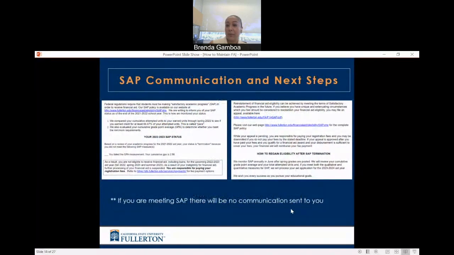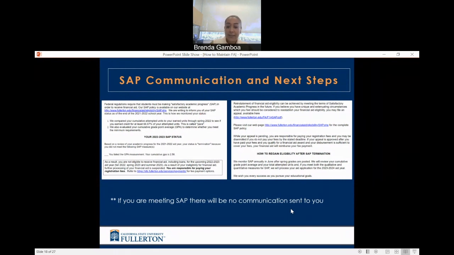So this is a sample email. In this sample email, the student is not meeting SAP because their GPA was 2.558. This example is actually a graduate student. As you know, the GPA requirement is 3.0. The student is at 2.5 and therefore was not meeting SAP.